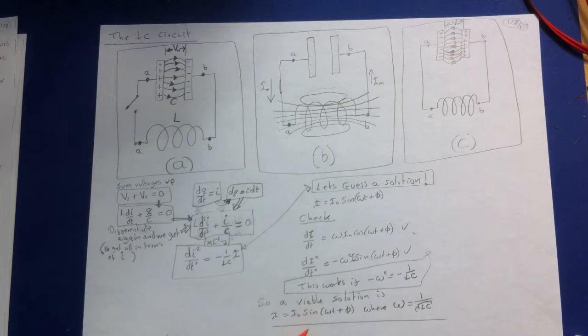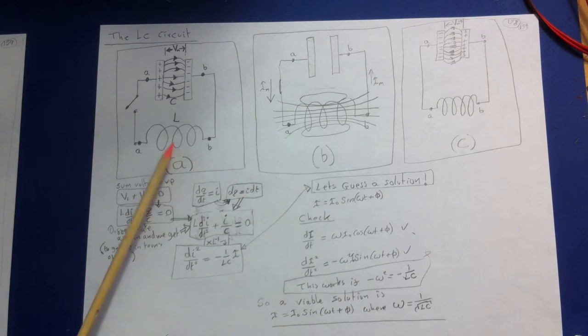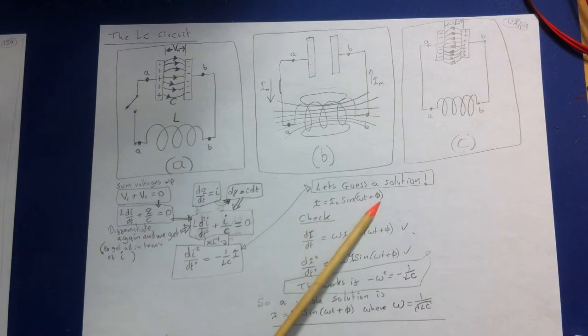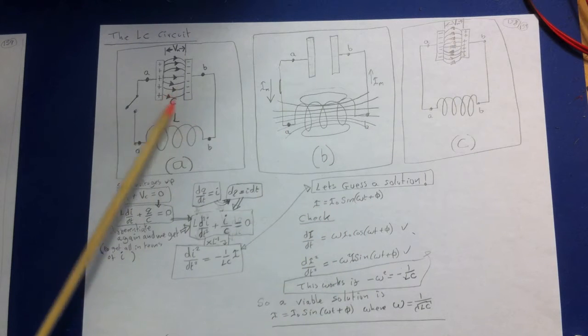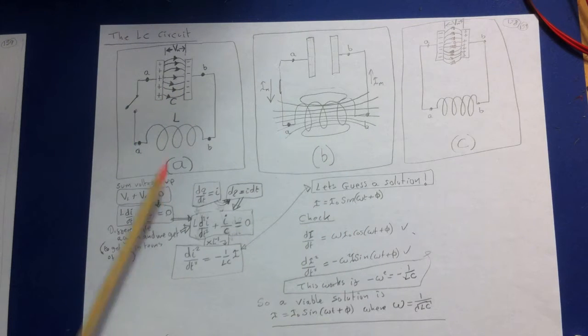So the viable solution then is I naught sine(Wt plus theta), where omega, the angular frequency, equals 1 over the square root of LC. So that is going to work. We've got a function now, this one here, which is going to be useful for an LC circuit. So we can always use this function here to describe an oscillating LC circuit.